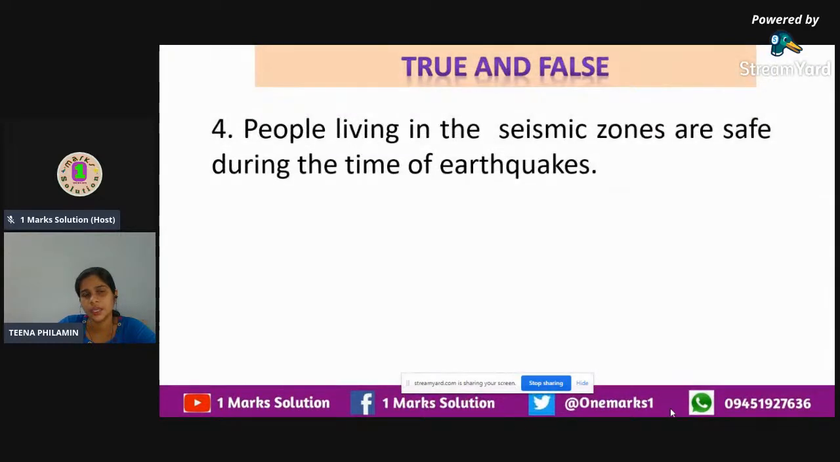The next question: people living in the seismic zones are safe during the time of earthquakes. Actually, seismic zones are very dangerous zones, because earthquakes are most likely to occur, and occur frequently, in seismic zones. So people living in the seismic zones are not safe during earthquakes. It is a false sentence. So the answer is false.